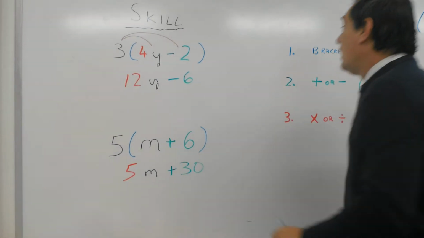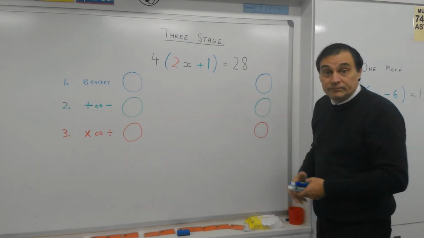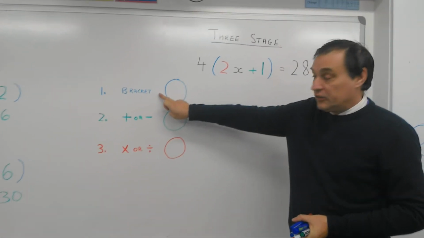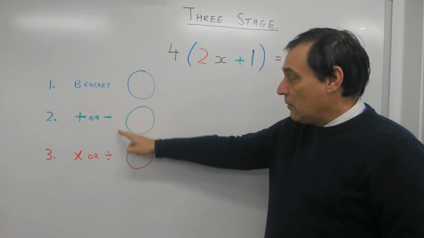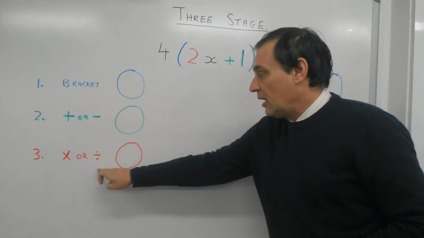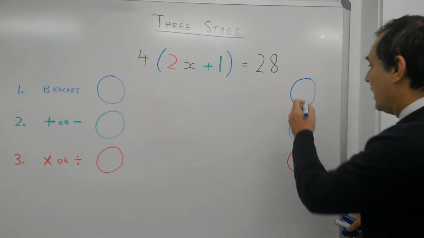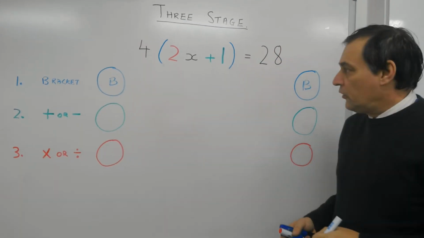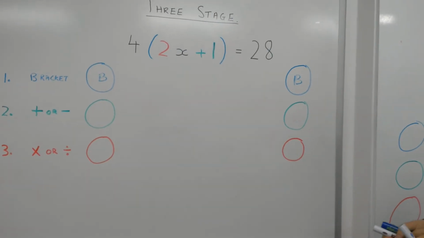So that's our skill. Let's now apply the skill into 3 stages of when we're doing a bracket sum. The first stage is going to be the 1, 2, 3 order. First of all, we're going to be dealing with our brackets. Then we're going to be dealing with a plus or a minus in the sum. And then finally, to solve the equation, the third stage, we're going to be seeing whether there's a times or a divide. So let's deal with the brackets first of all. What we're going to be putting in our circle today for brackets, we're just going to put the letter B, because you've guessed it. What does B stand for? Brackets. Good.